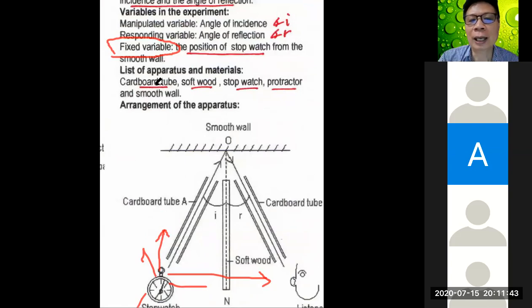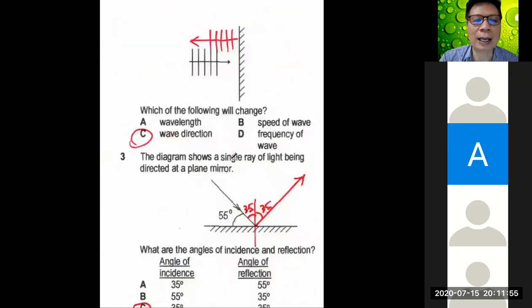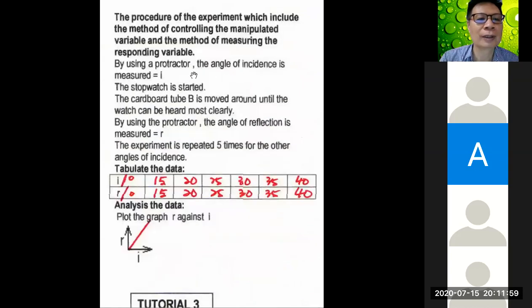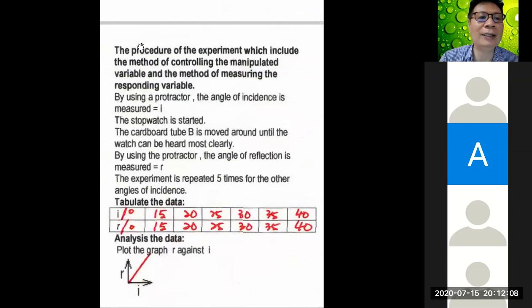Next, apparatus: cardboard tube, softwood, stopwatch, protractor to measure angle and smooth wall. Okay, must be smooth. All right, now procedure, very fast. Using protractor, angle incident measure to 15 degree. You start with 15 degree. Just now we say, right? Start with 15 degree.